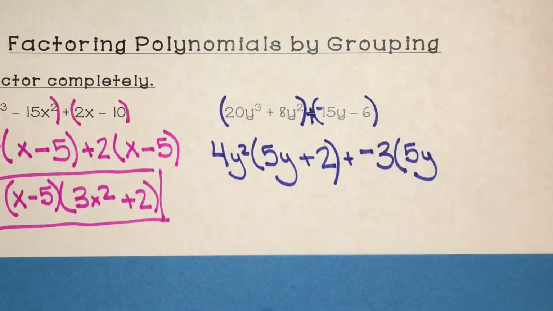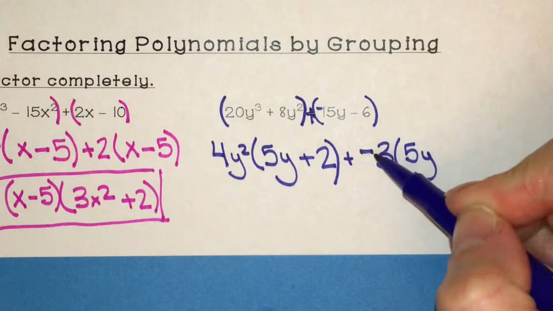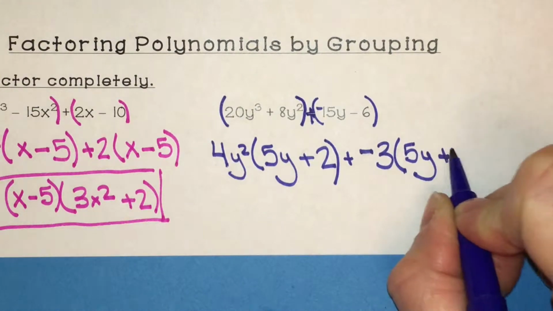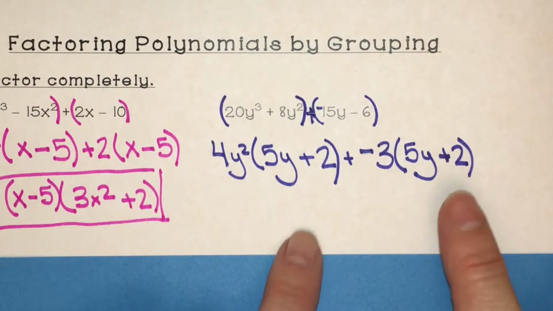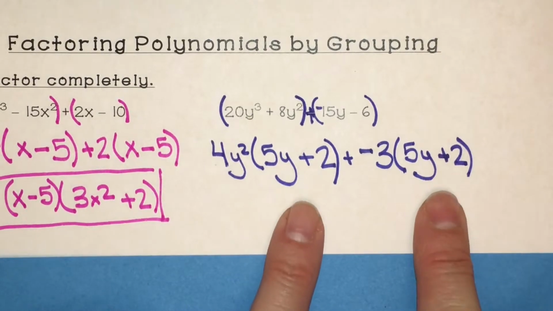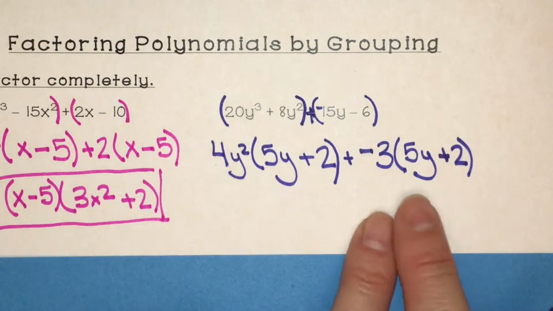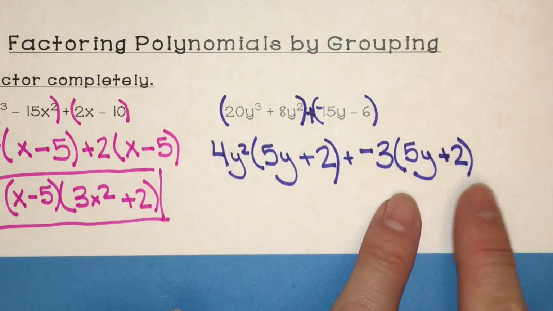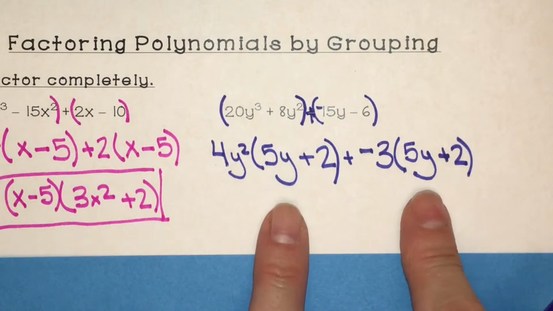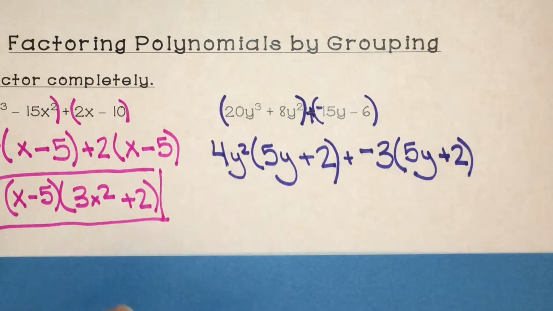That minus can be treated as a negative. So negative 6 divided by negative 3 is positive 2. So I do have the same thing in the parentheses. If I had left that negative inside, negative 5y minus 2, we wouldn't have the same thing. So make sure you're paying attention to that.